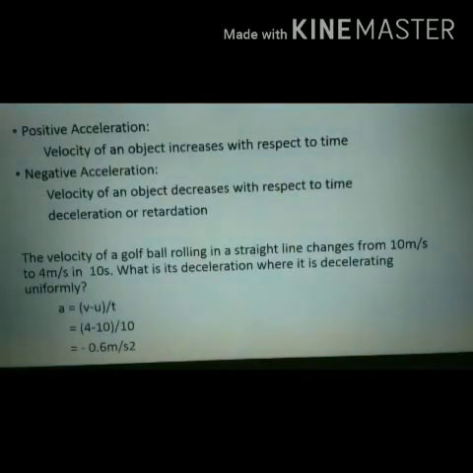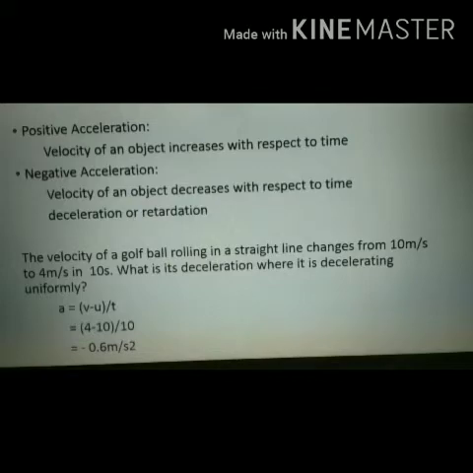Now, we shall see different types of acceleration, positive and negative acceleration. In case of positive, velocity increase with respect to time. Now, you can say positive acceleration refers to velocity increase with respect to time. That is said to be positive acceleration. In case of negative acceleration, velocity decrease with respect to time. Velocity decrease with respect to time is said to be negative acceleration. It is also known as deceleration or retardation.